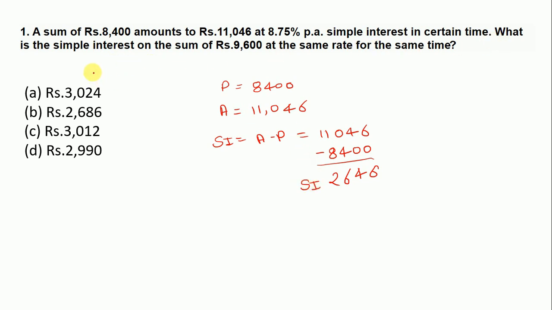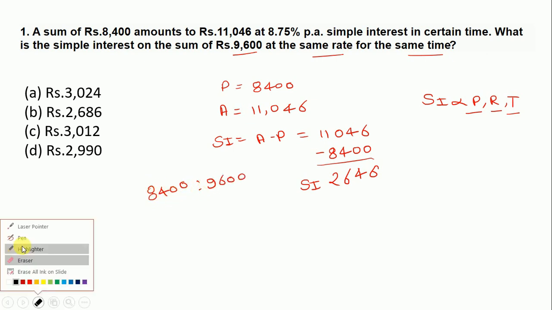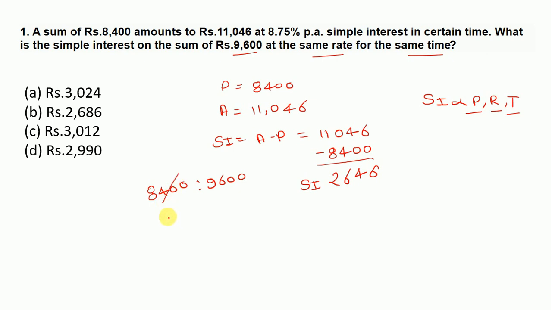Now we have to find simple interest where the sum will be 9,600 and the rate and time will be the same. We know that simple interest is directly proportional to P, R and T, that is principal amount, rate and time. In this question rate is constant, time is constant, so simple interest will depend only on principal amount. So we will take the ratio of principal amount in the first case and second case, and the ratio will come out as 7:8. 12 times 7 is equal to 84 and 12 times 8 is equal to 96. So the ratio will be 7:8.